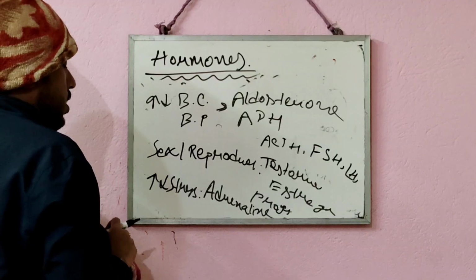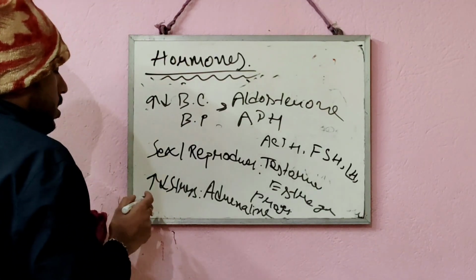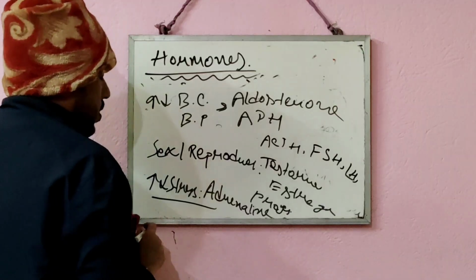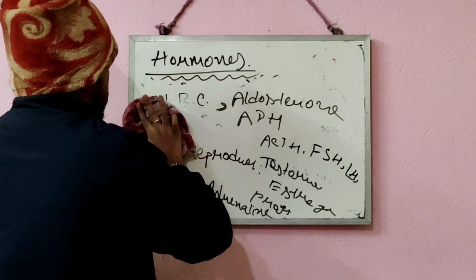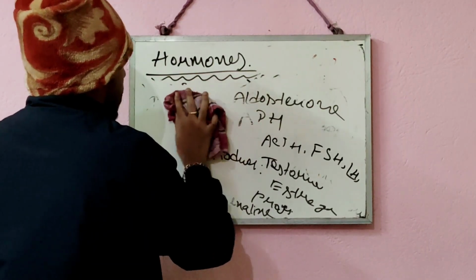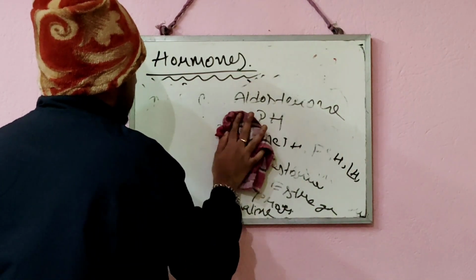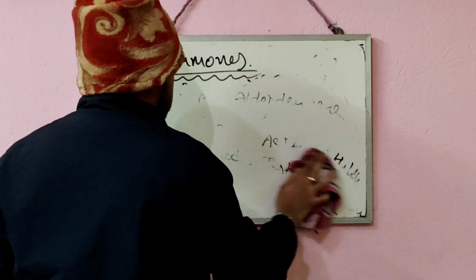And to regulate the stress in our body, the hormone generally responsible for stress or depression is adrenaline. So these are all the different functions carried out by the different hormones secreted from the different endocrine system of our body.